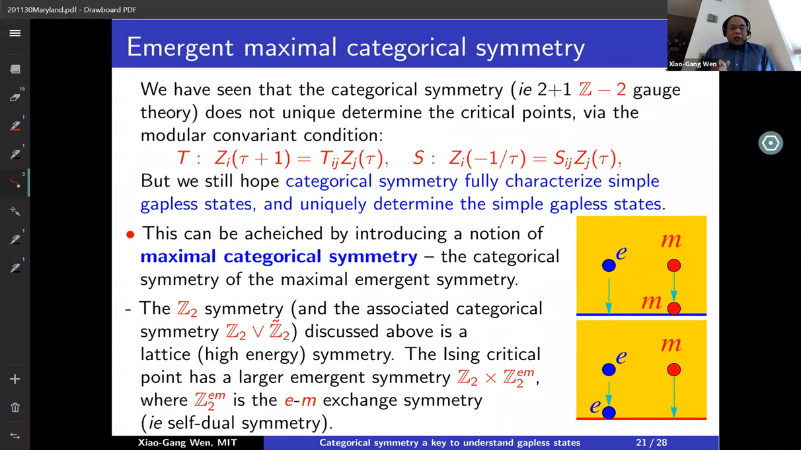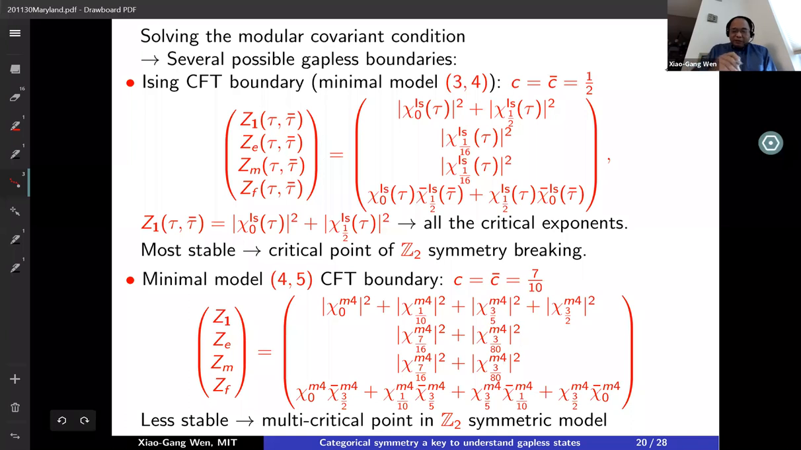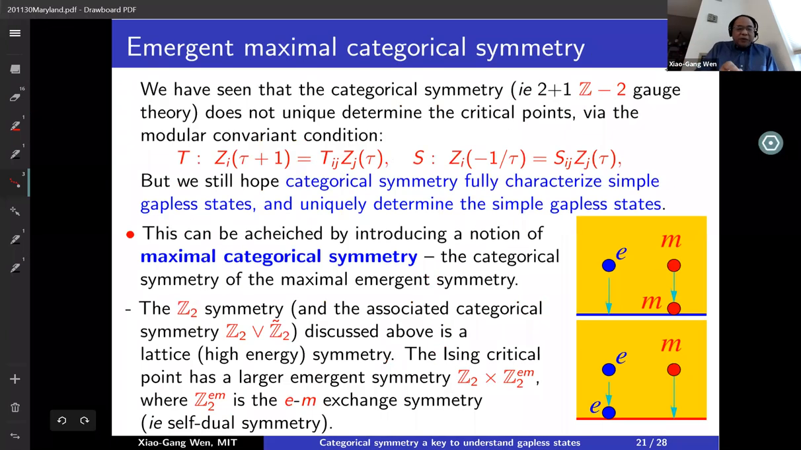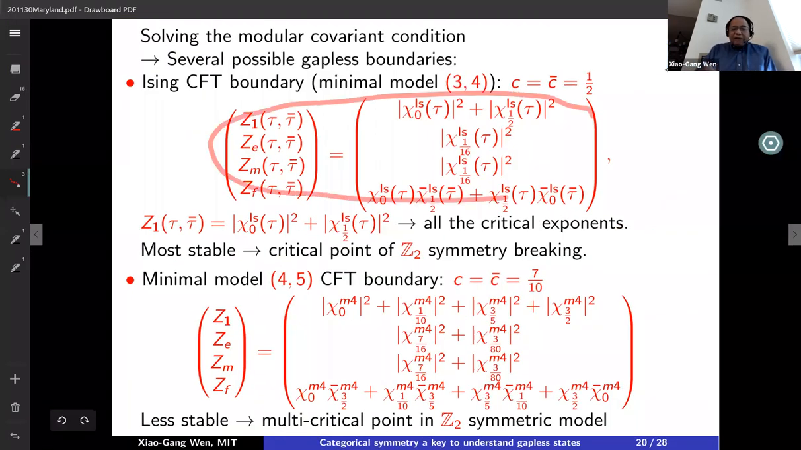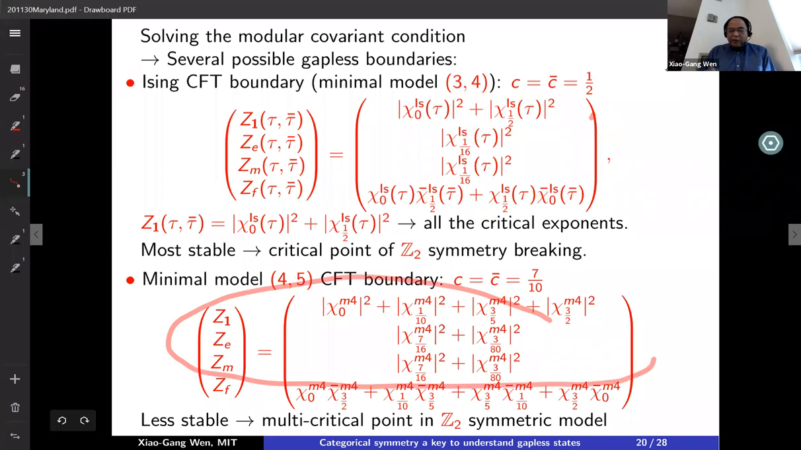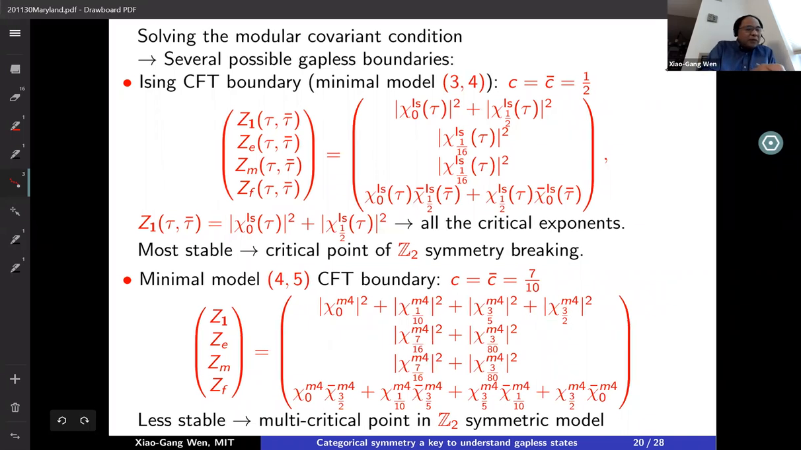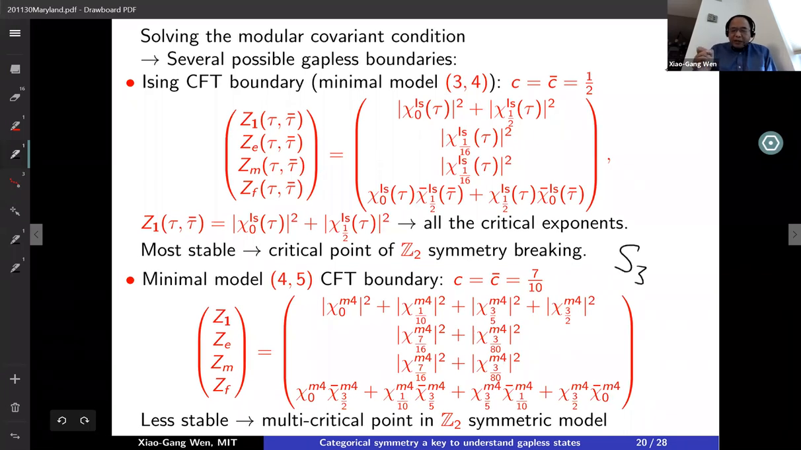But from these multiple solutions, we can see that the categorical symmetry does not uniquely determine the gapless boundary. There are multiple choices. But here I want to introduce a notion of a maximum categorical symmetry. The reason is the following. This solution has a categorical symmetry, and this solution has the same categorical symmetry. But actually the second solution has a larger symmetry. I think this solution has an emergent S3 symmetry, if I remember correctly. So they have a larger, emergent symmetry.